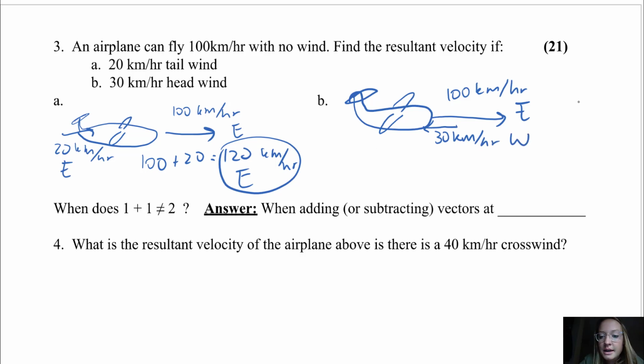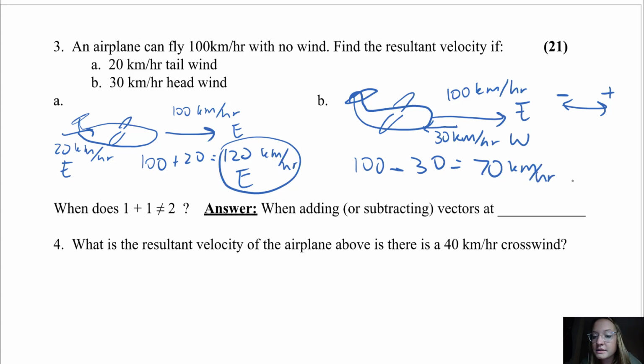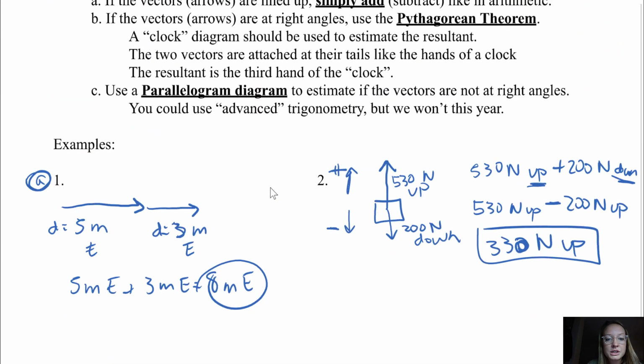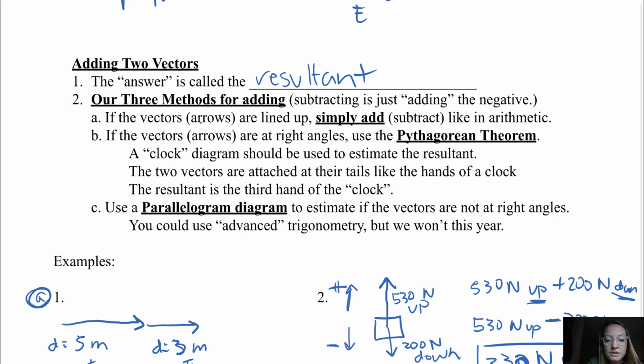So to do this, we can just say, well, we're going to have east be the positive direction and west is going to be the negative direction. So we can just do 100 minus 30, and that will give us 70 kilometers per hour in the positive direction, which is east. And you can tell that the airplane is still winning against the wind because it's still going east. It has a positive velocity, so it is still continuing forward. Okay, so those are examples of method A, which is what you do when the vector arrows are lined up.